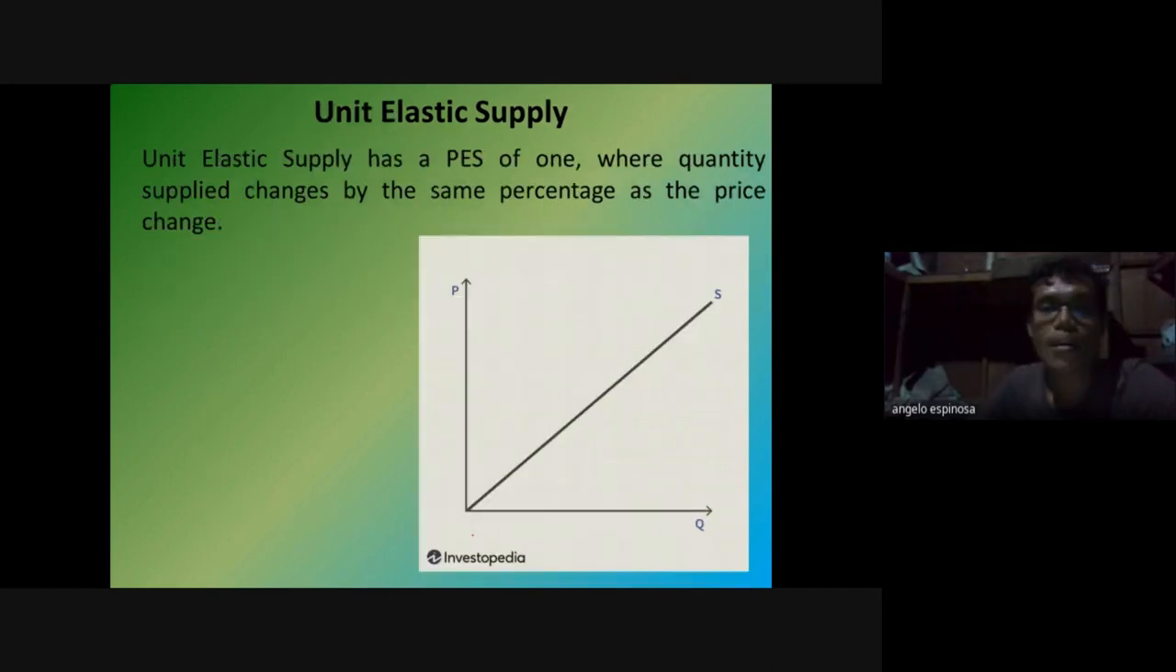Okay? Pag sinabi mo namang unit elastic, that meaning equal. Unit elasticity supply has a price elasticity of supply of 1, where quantity supply changes by the same percentage as the price change, no? Magparehas na din sila. If tumaas ang price ng 50%, yung quantity supply din ay tataas siya ng 50%. So magkapareha sila. So that is unitary.